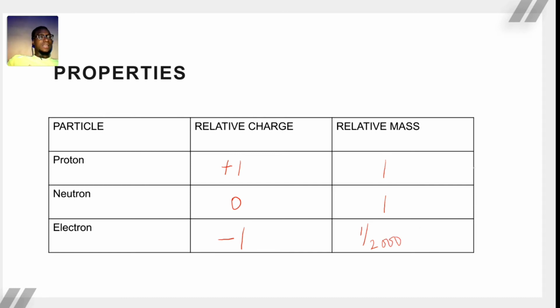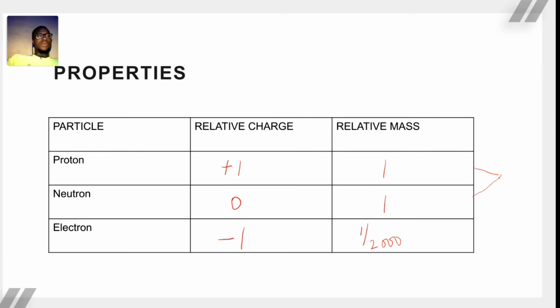So like I said earlier, this and this constitute the mass of the atom. So that means the mass of the atom is concentrated in the nucleus. The positive part of this particle is in the nucleus, then the negative part, which is the electrons, is outside. Now you can have a situation where an atom is stable.